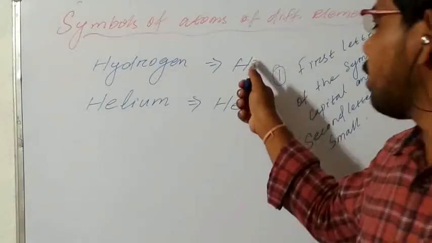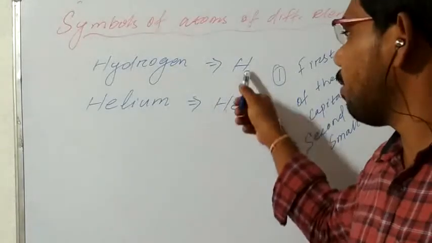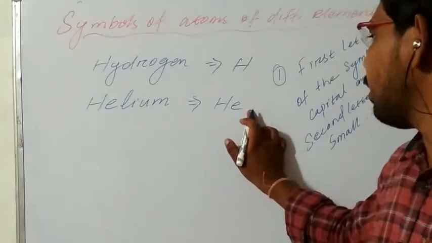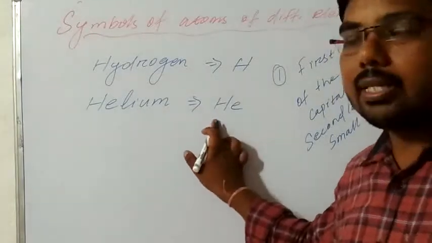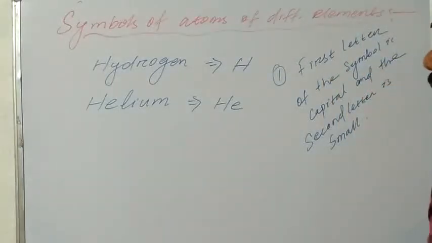Hydrogen has just one letter. For the others, the second letter is lowercase and the first letter is uppercase. That is, the first is capital and the second is a small letter.